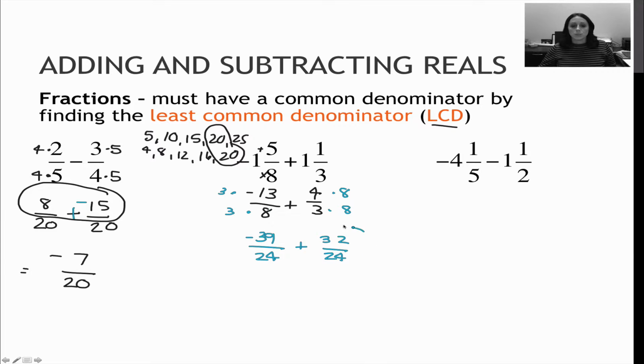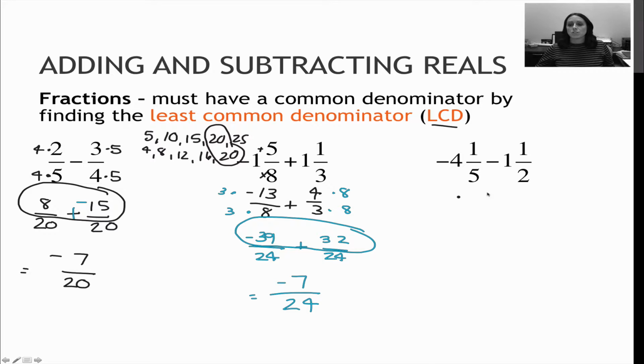Now I'm going to do the exact same thing I did before. It's already addition, so I don't need to keep, flip, change. I'm just going to combine negative 39 and positive 32. Because they're different signs, I find the difference, which is 7, and my bigger number is negative, so my answer is negative. And then over 24, and then of course I would check to see if I can reduce anything, and I can't, so my answer is done.